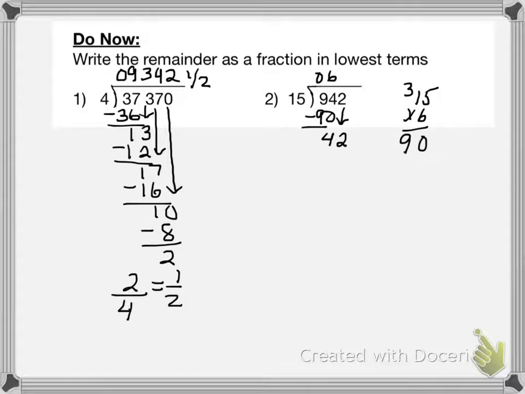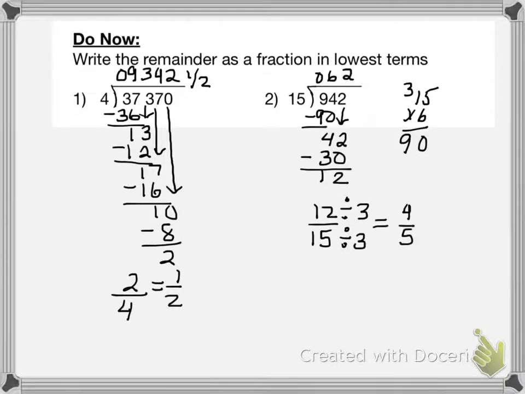And 15 times 3 is 45. That's too big. So it's got to be 2 groups instead. 2 times 15 is 30. We have a difference of 12. So our remainder goes in the numerator, divisor of 15 goes in the denominator. Both of those numbers are divisible by 3. And we end up with 4/5 as our remainder. So 62 and 4/5 is our quotient.